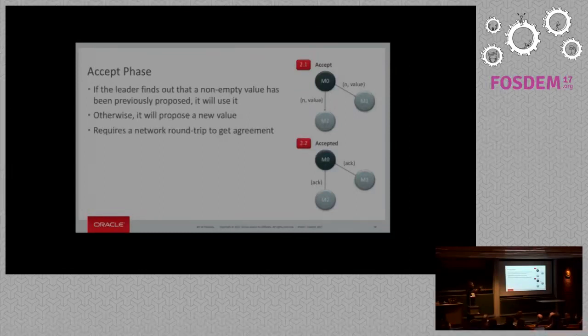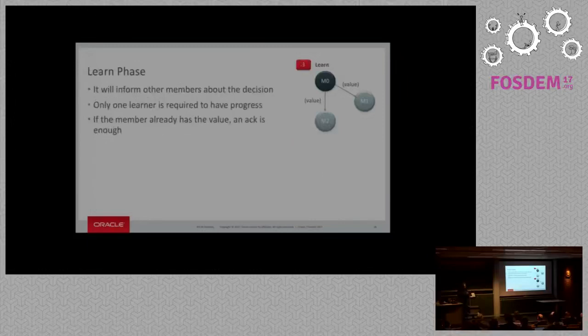all the members. So the leader, in the previous phase, gets information from the members, and it will also check if someone got a previous message. If there was a previous message, it will use it. Otherwise, it will propose whatever it has in the queue to be proposed. So it will send a new value if nothing else happened. And the protocol requires just a single round trip to get an agreement. So basically to say, okay, that's the next transaction that we will commit in our group communication solution, or group application solution, sorry.